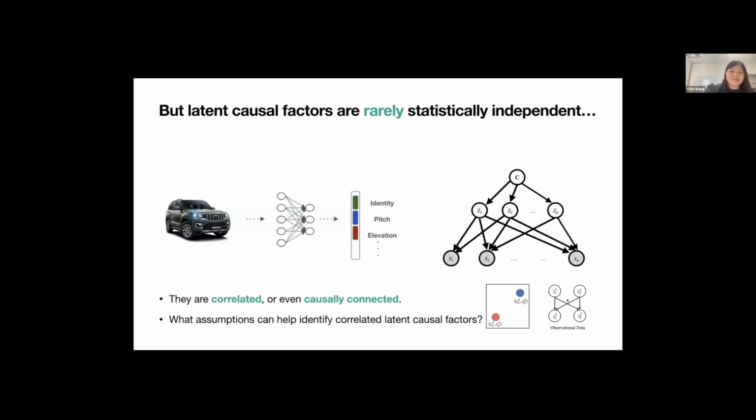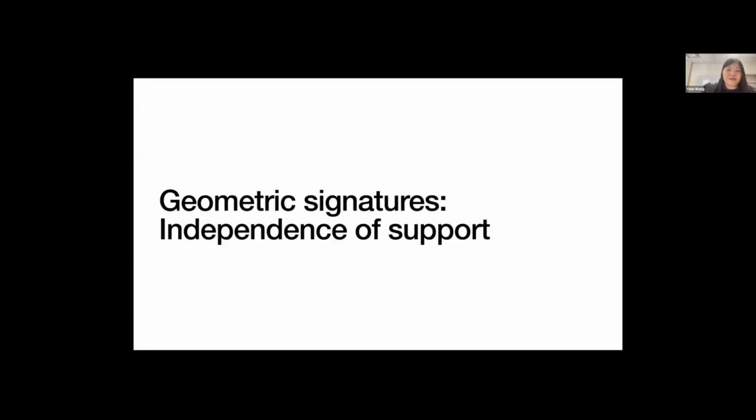So this will be our focus today: suppose my latent causal factors are correlated or even causally connected. What assumptions, what information can help us identify correlated and even causally connected latent causal factors? As it turns out, the geometric signature, in particular the support of the latent variables, is surprisingly useful in helping us identify them, even though these latent factors are correlated. It could even further help us when we have interventional data, and the geometric signature of the support of these latent variables can also give us a lot of information about that, which is what we're going to talk about in the rest of the talk. So let's jump right in.